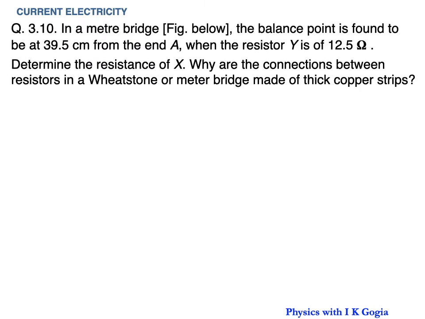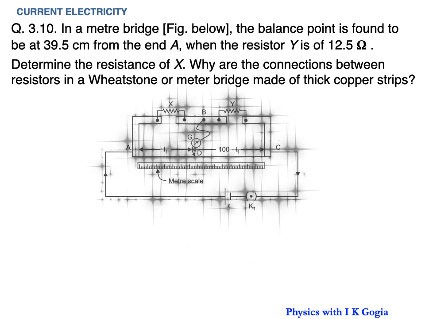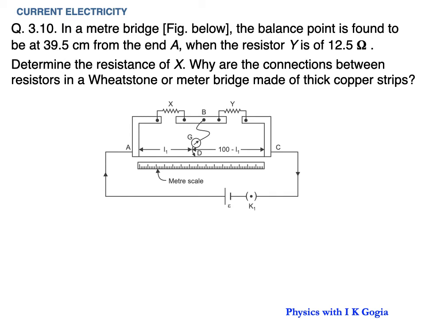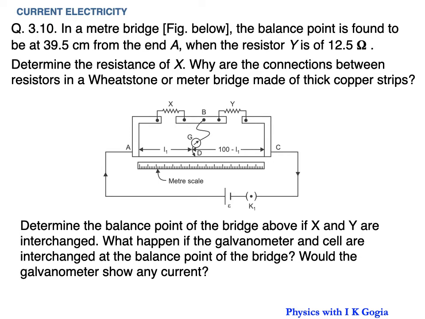Question number 10. In a meter bridge figure we have here, it's given to us the balance point is found to be 39.5 centimeter from end A, when the resistor Y is 12.5 ohms. Determine the resistance of X. Why are the connections between resistors in a Wheatstone or meter bridge made of thick copper strips? You also have to find the balance point if X and Y are interchanged.